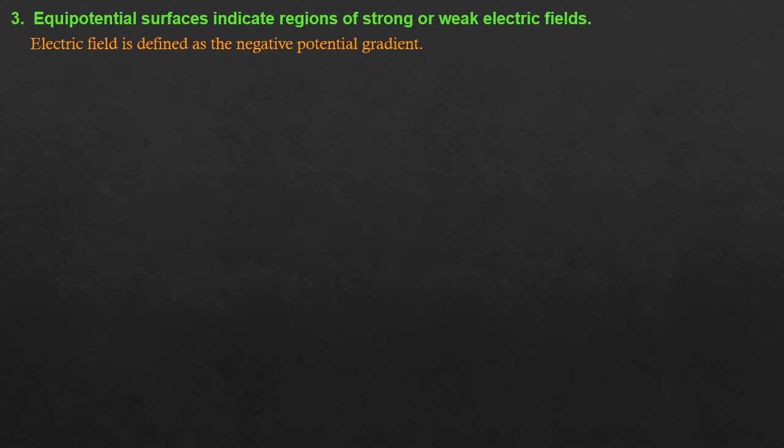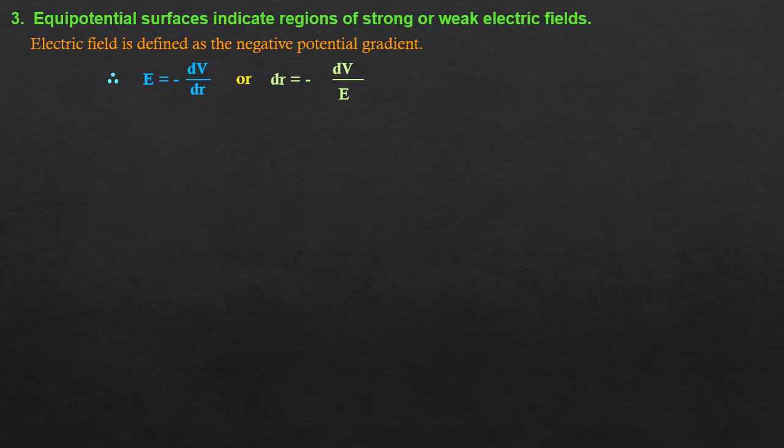The next property says that equipotential surface indicates region of strong or weak electric fields. So electric field is defined as a negative potential gradient, just we have discussed in the previous point. So you can write E is equal to minus dV by dr, or dr is equal to minus dV by E. You know that between two equipotential surfaces, the difference in potential V2 minus V1 or VA minus VB, whatever it is, remains constant, because for an equipotential surface V1 is constant, for the another equipotential surface V2 is also constant. Therefore the difference between them remains constant. So you can see that dV remains constant for two equipotential surfaces. dr is the distance between these two equipotential surfaces.